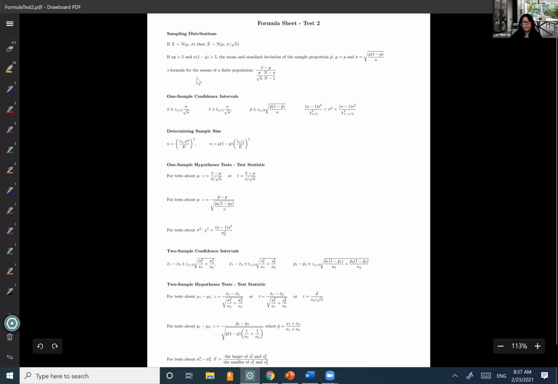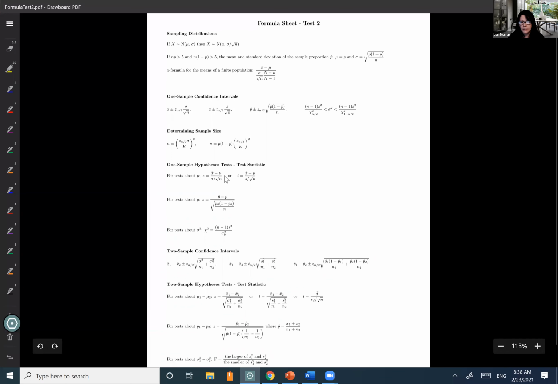So sampling distributions and the corresponding formulas, right? We have the central limit theorem there. And then one sample confidence intervals, right? Whether sigma is known from previous studies, or this one here, where the standard deviation is calculated from the sample. And then there is also the proportion confidence intervals for the true proportion, and also for the variance. Determining sample size is also covered.